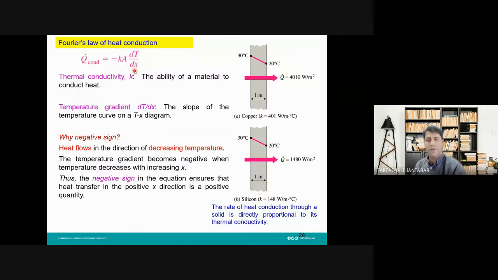And later we will discuss K, and we will see how it differs for different substances. But what you need to know from this slide is this equation: Fourier's law of heat conduction, Q dot conduction is equal to negative K A dT by dx. Here we have a negative sign. Why do we have a negative sign?